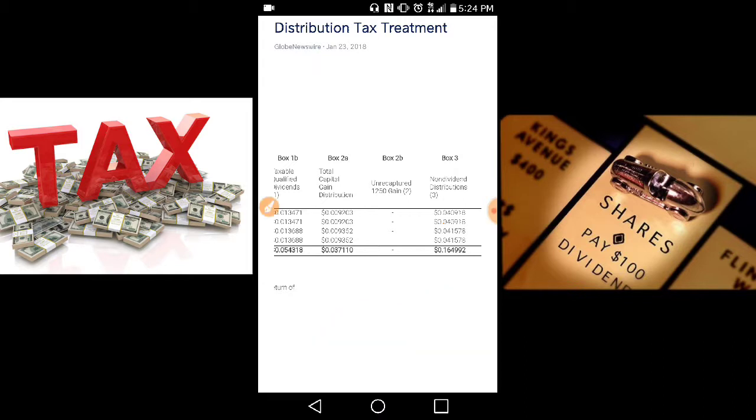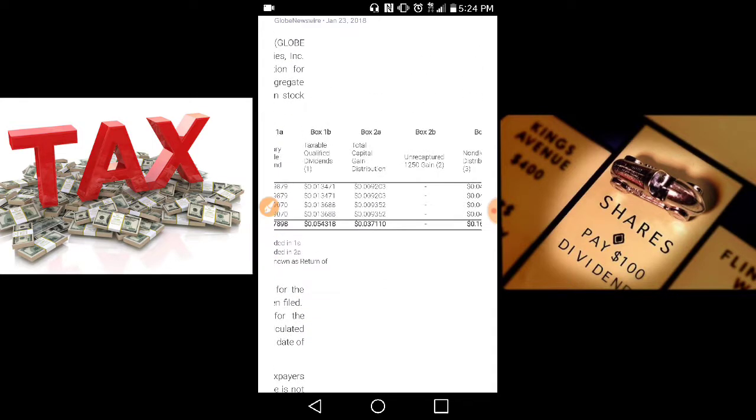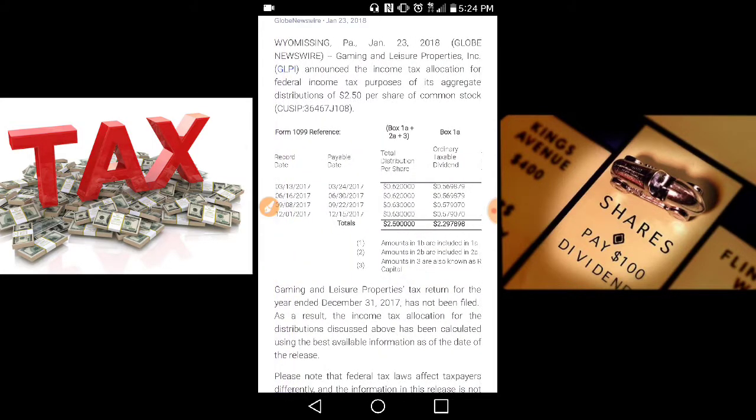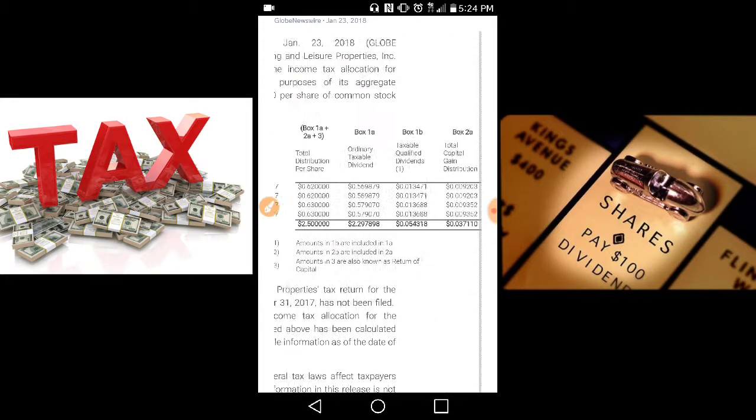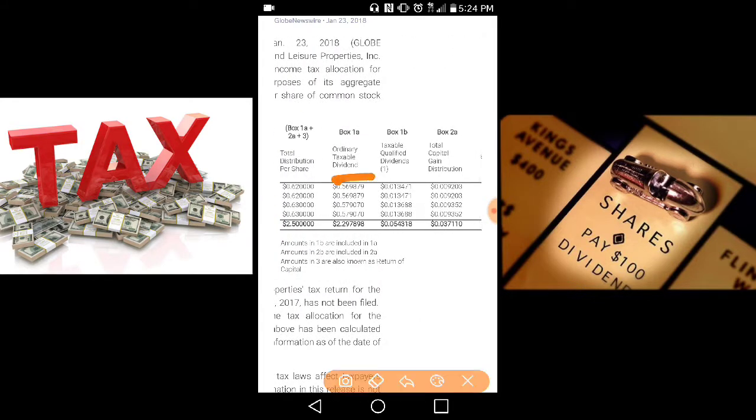That's a little more advanced in terms of dividend taxing. For the common investor who just gets normal dividends from normal blue chip stocks and so on and so forth, you're just going to have to worry about ordinary taxable dividends, and you're going to have to worry about qualified dividends. And obviously, the higher the qualified dividends, the better, because you'll pay a lower rate. It's your capital tax rate rather than your ordinary tax rate.